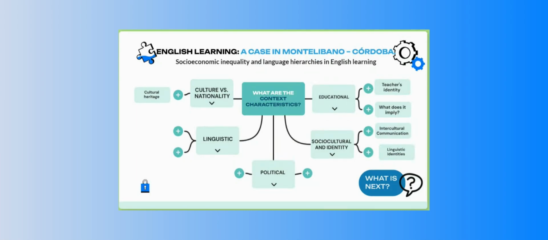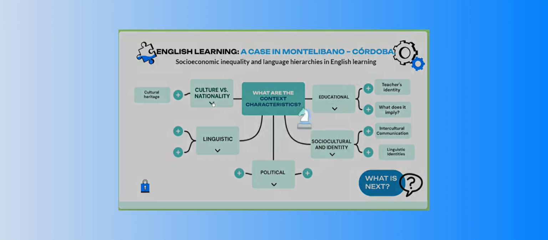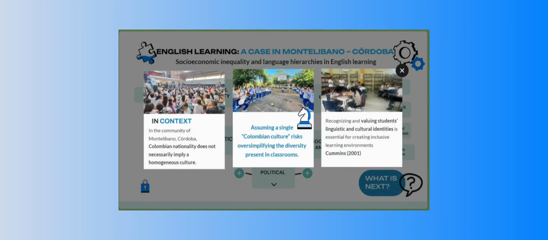Now, expanding on all these ideas, we have the cultural versus nationality distinctions. So we have that in the community of Montelíbano, Córdoba, Colombian nationality does not necessarily imply a homogeneous culture, but this is very important to take into account, as assuming a single Colombian culture risks oversimplifying the diversity present in the classroom. Supporting this idea, Kim in 2001 mentions that recognizing and valuing students' linguistic and cultural identities is essential for creating inclusive learning environments.